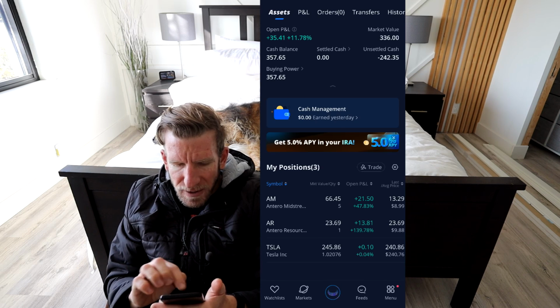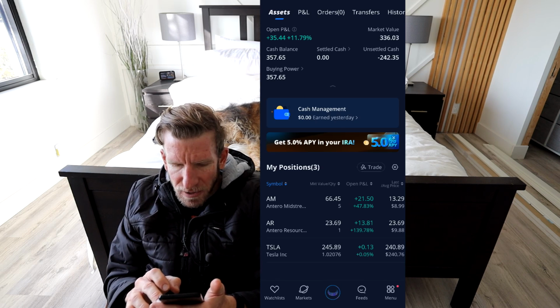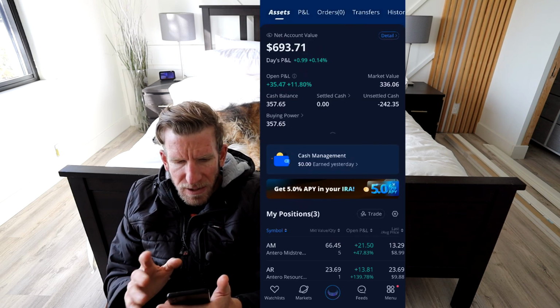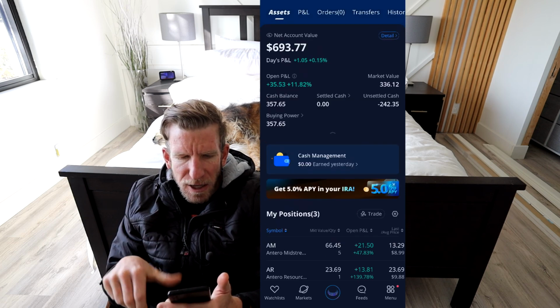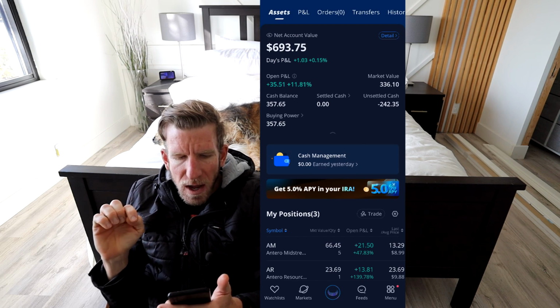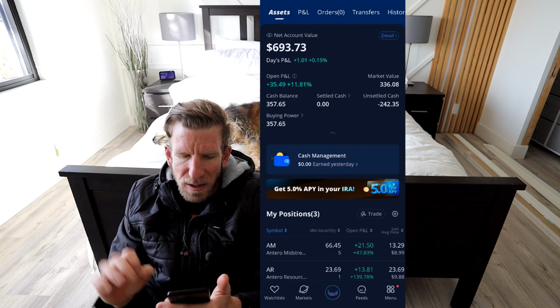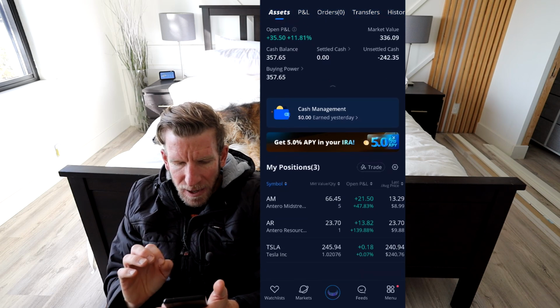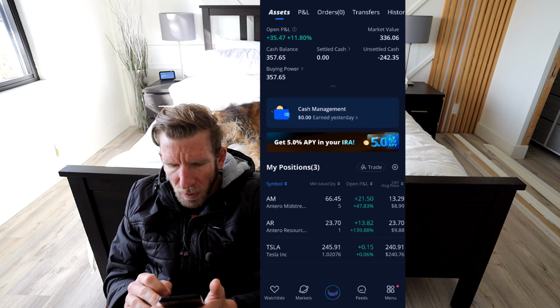And I have 1.02076 shares of Tesla right now in my positions. Going back up, as you can see right there, I still have a cash balance buying power of $357.65. So that is how you purchase fractional shares and whole shares on the Webull app.